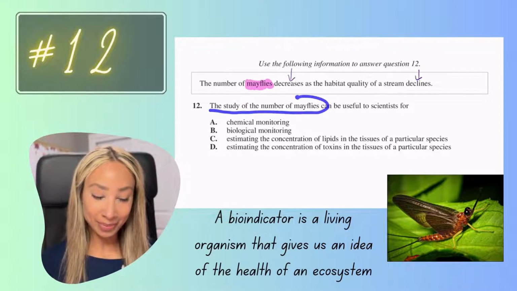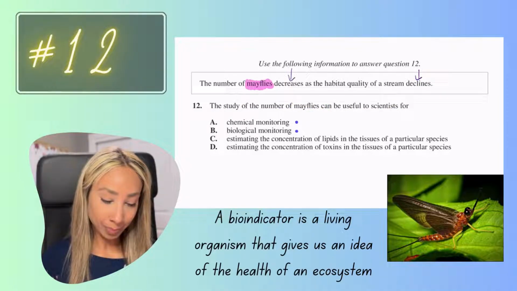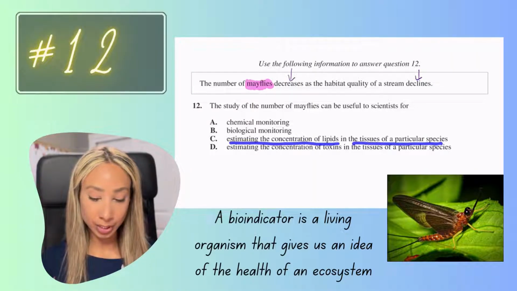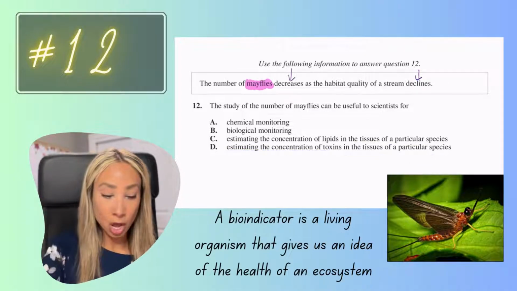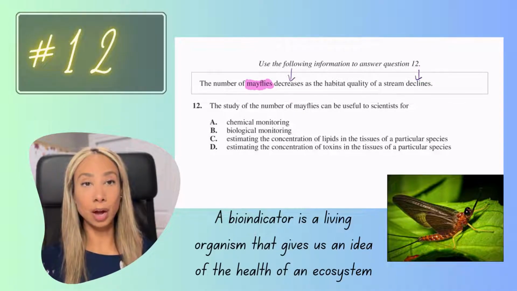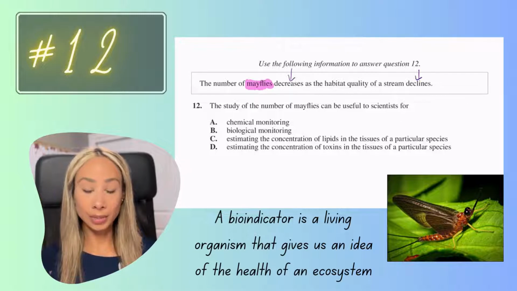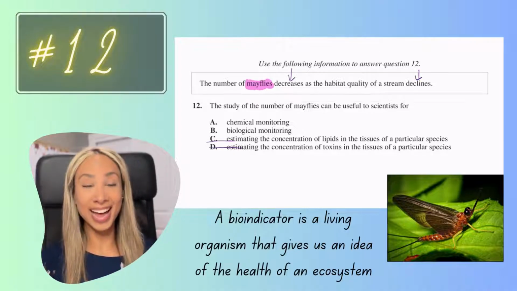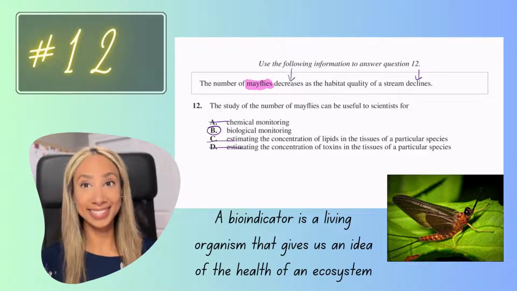The study of the number of mayflies can be useful to scientists for blank: chemical monitoring, biomonitoring, estimating the concentration of lipids in the tissues of a particular species, and estimating the concentration of toxins in the tissues of species. So C and D are interesting options. The only thing is we're only looking at the number of mayflies. We're not looking at how much toxins or lipids were involved in a series of organisms. So those ones won't work. And we're not really looking at any chemicals here. We're just looking at, again, the number of bioindicators. That means our answer for this one is going to be B.